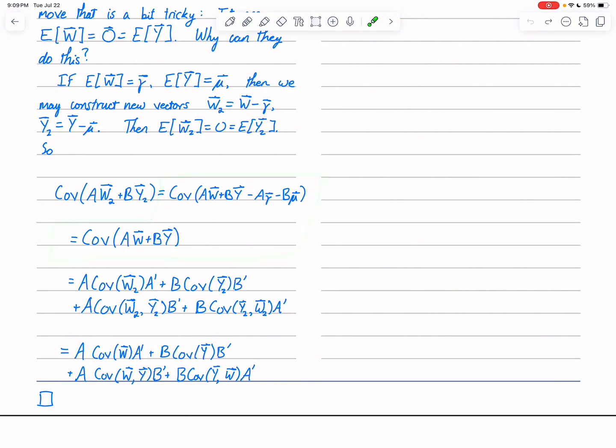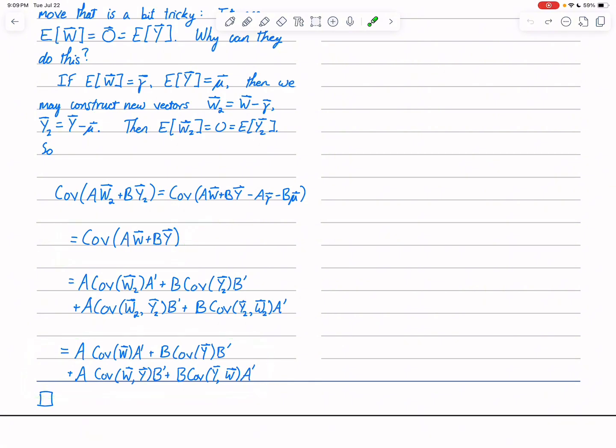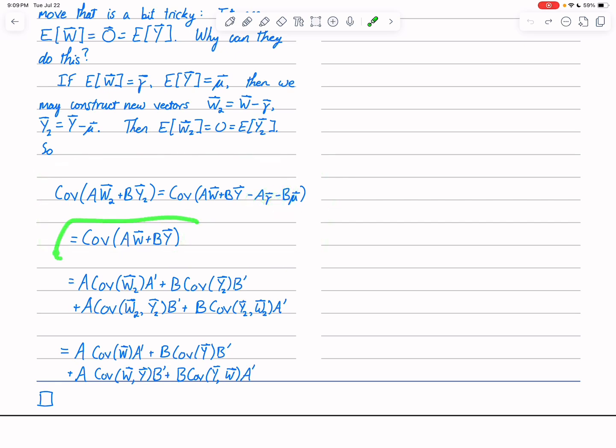Because ultimately, what we're trying to show in this proof is that this covariance here is equal to this covariance here. We're trying to show the equality of these two things. So there's two lines of calculation here. This one is by expanding out what W2 and Y2 are, distributing out the matrices, using the fact that the covariance is just going to eliminate constant vectors. So that's one line of computation getting us to here.